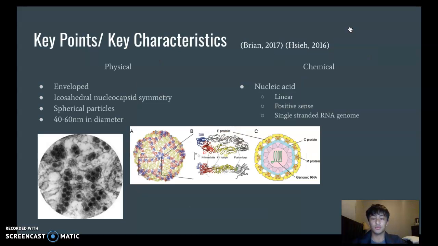JEV has very unique physical characteristics. The virus has a crystal-like envelope surrounding it. Its capsids are icosahedral, which is basically 20 equilateral triangular-shaped capsids, and its shape is around 40 to 60 nanometers in diameter. The virus is also a linear positive single-stranded RNA virus, which basically means it encodes for mRNA and proteins.